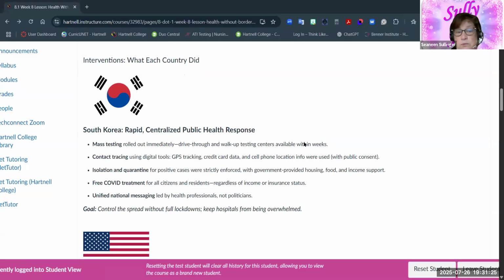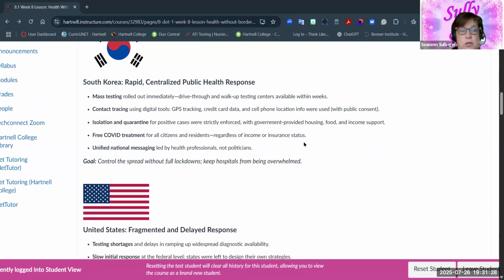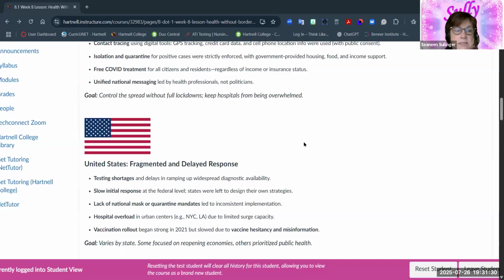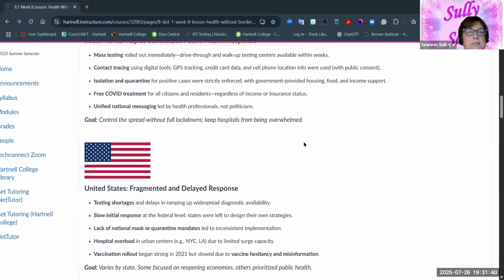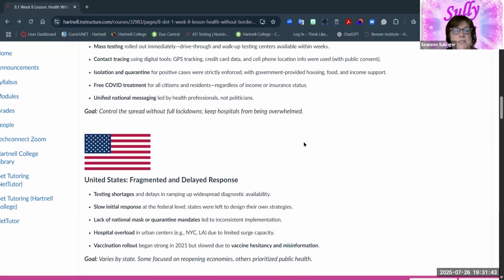So how did that happen? So we'll compare and contrast. So we had a fragmented and delayed response, according to these statistics, these stories here. So testing shortages, if you're looking at these same things, we're going to look at the testing. Testing shortages, delays in ramping up widespread diagnostic availability. It was hard to get a test. You had to make appointments. You couldn't get access. You couldn't get a hold of tests. Some places required testing, other places didn't.